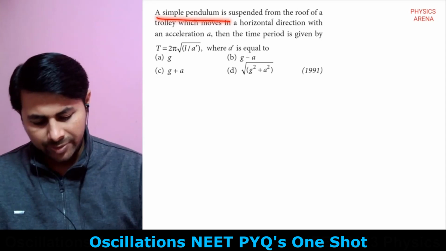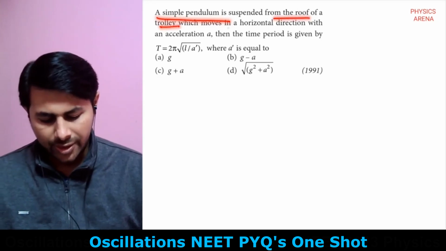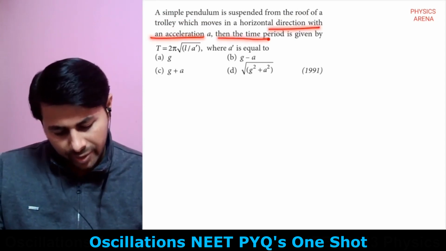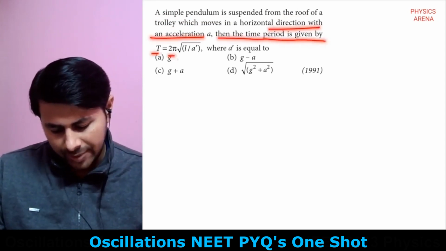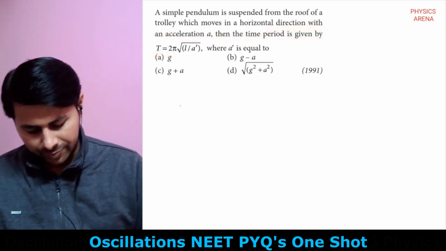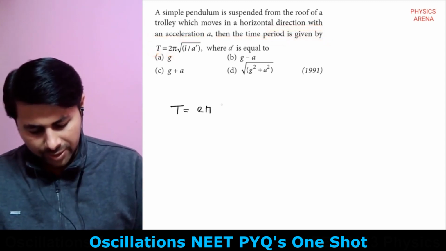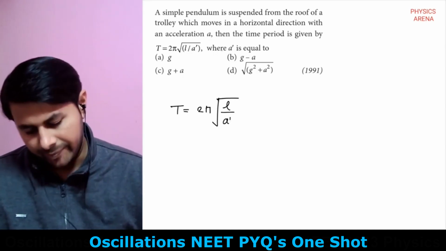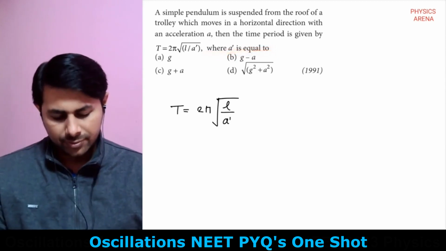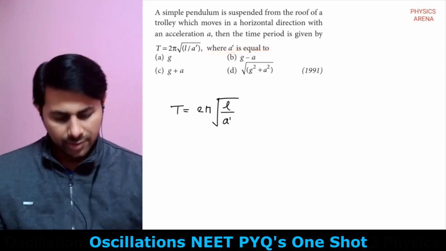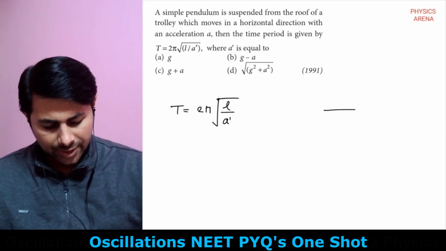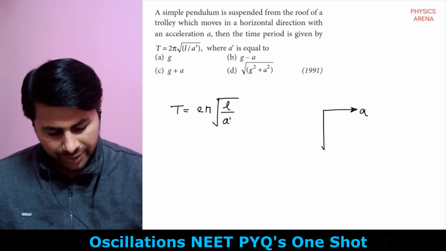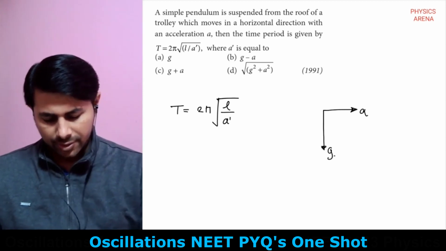A simple pendulum is suspended from the roof of a trolley which moves in horizontal direction with an acceleration a. Then the time period is given by T equals 2 pi square root of L upon a dash, where a dash is equal to. So yeah, this is also simple. There is some horizontal acceleration a, and acceleration due to gravity is downwards.